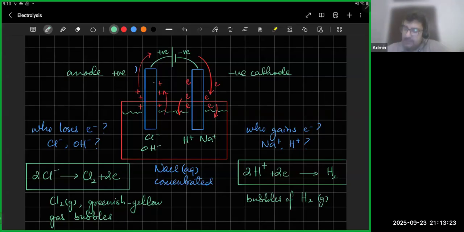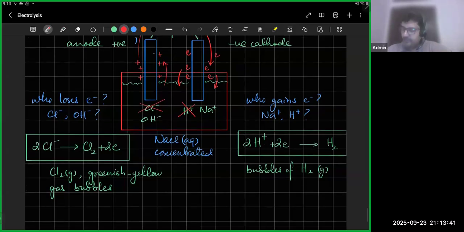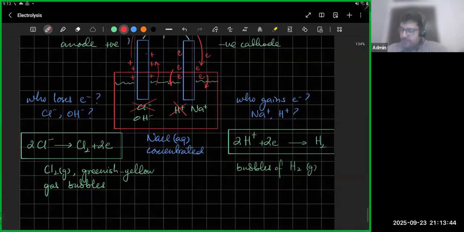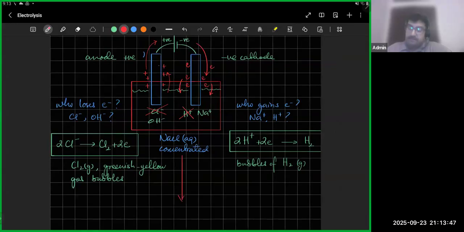And so in your solution, what is gone? On one side, it's H+1 that has left because it has formed bubbles and it's gone. On the other side, what has happened is that it's Cl ions that are gone. So now, what are the changes that are happening to your solution? Initially, you had NaCl concentrated, but since your H+1 is gone and your Cl-1 is also gone, what are you left with? You're left with NaOH. So it's turning into NaOH. Okay, because H and Cl are gone.